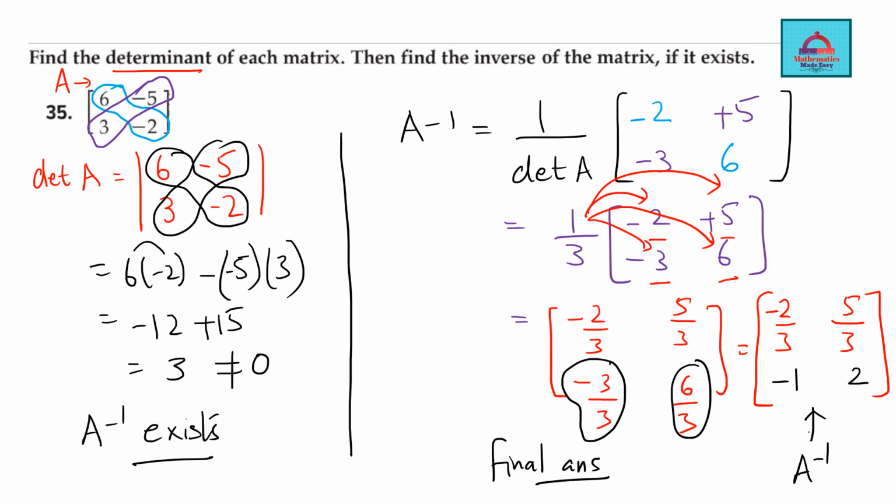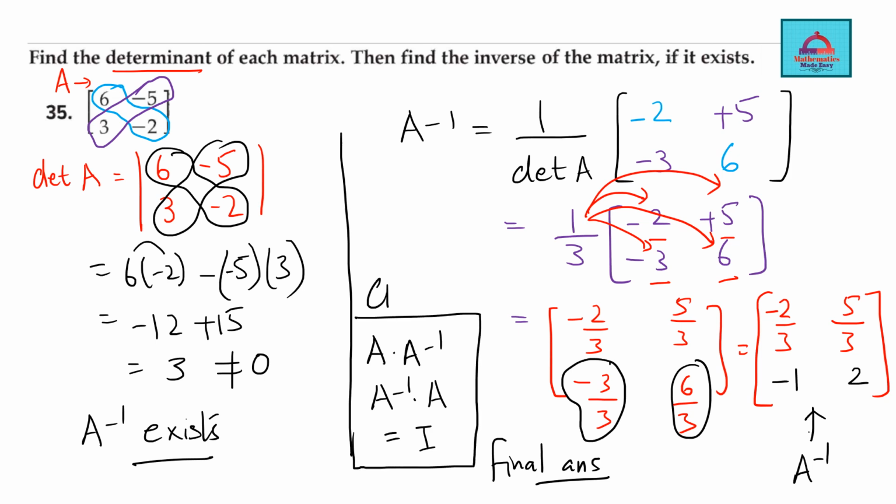If you want to be double sure, you can also do one last step where you confirm that the multiplication of A with A inverse and the multiplication of A inverse with A is also identity. So this is like the checking of the solution. It's an extra step. If the question asks you to do the checking, you do this also.